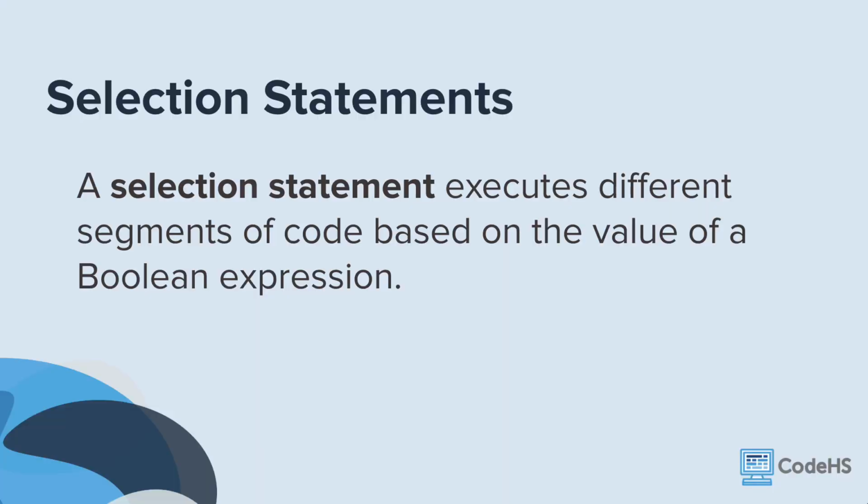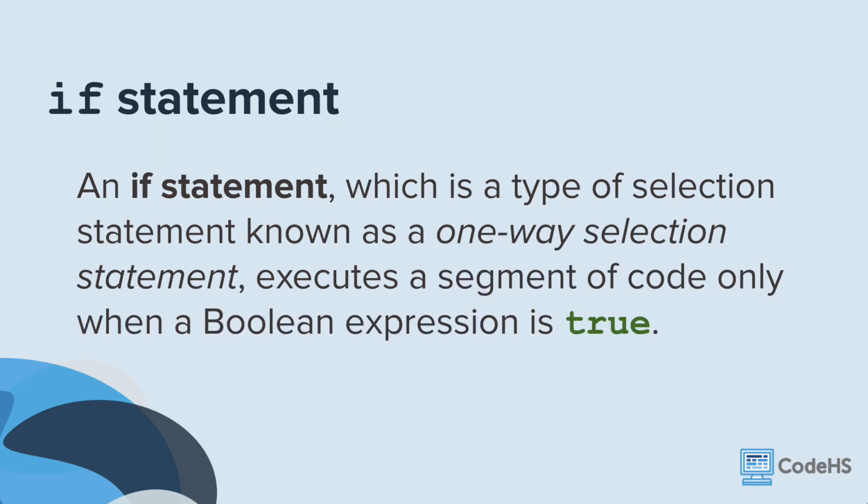You can use something known as a selection statement, which executes different segments of code based on the value of a Boolean expression. For example, an if statement, which is a type of selection statement known as a one-way selection statement, executes a segment of code only when a Boolean expression is true.